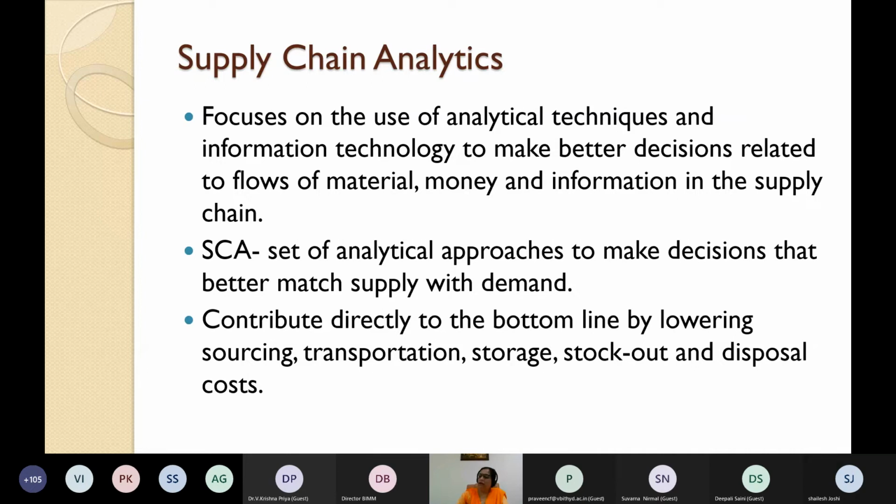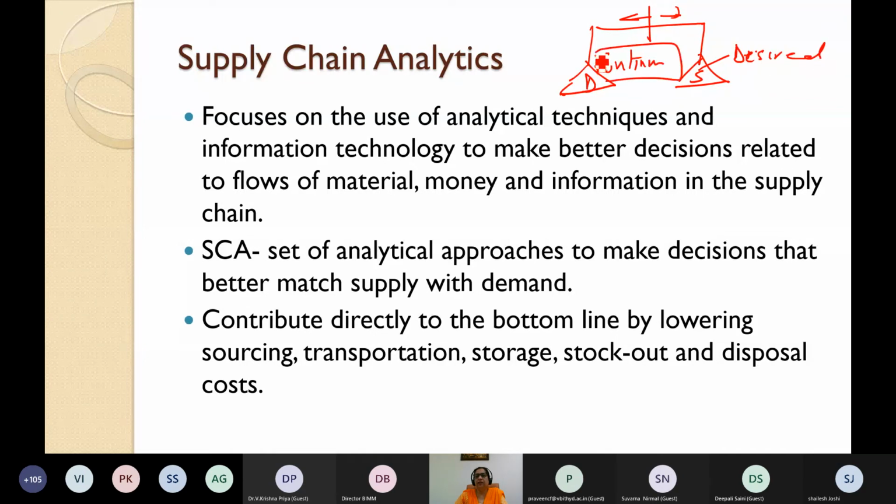Because in the supply chain, at one end you have the demand and at the other end you have the supply. So you are always trying to match these. But as you know, the demand is continuous, whereas the supply is discrete.